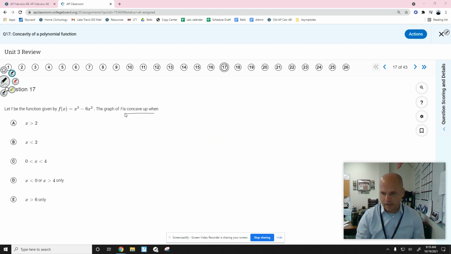Our first question is about concavity. F being concave up. To figure out when F is concave up, you need to figure out when F prime is going up, which means you need a sign analysis of F double prime. So this is lesson 3, where we will blow past the first derivative and go straight to the second derivative.